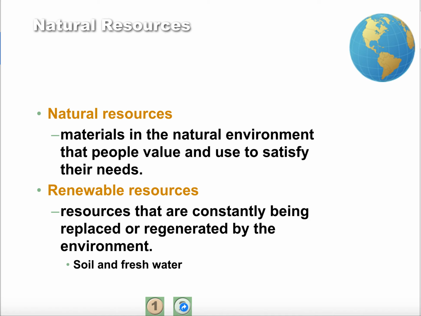Solar energy is something that's also renewable. Even though the sun might not be shining, we can use solar panels, and we're constantly getting sunlight. If the sun were to burn out, that would be really bad for human life on Earth, but it hasn't happened yet. So keep that in mind as a renewable resource. It's something that's constantly being replenished, renewable in the sense that it's not going to run out.